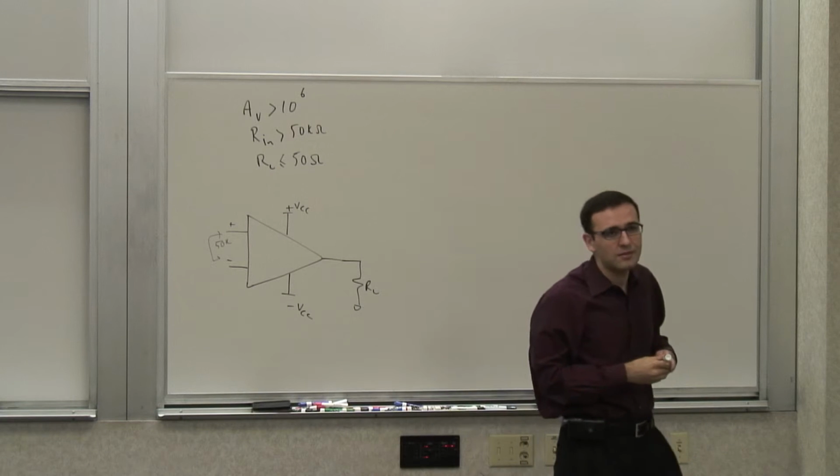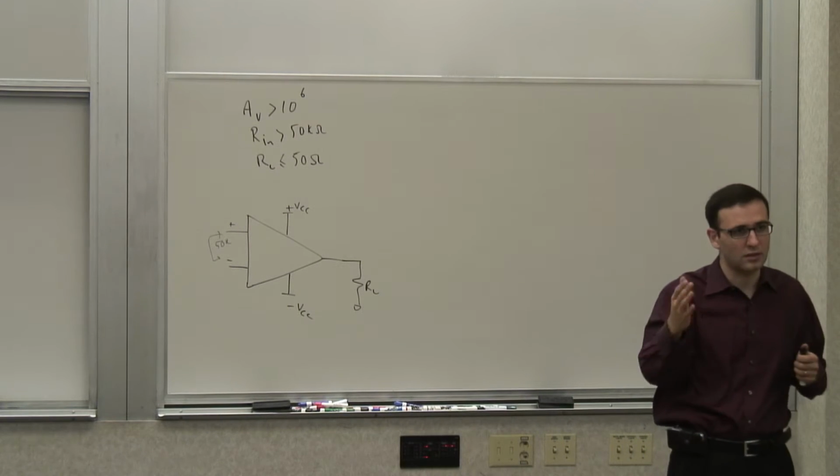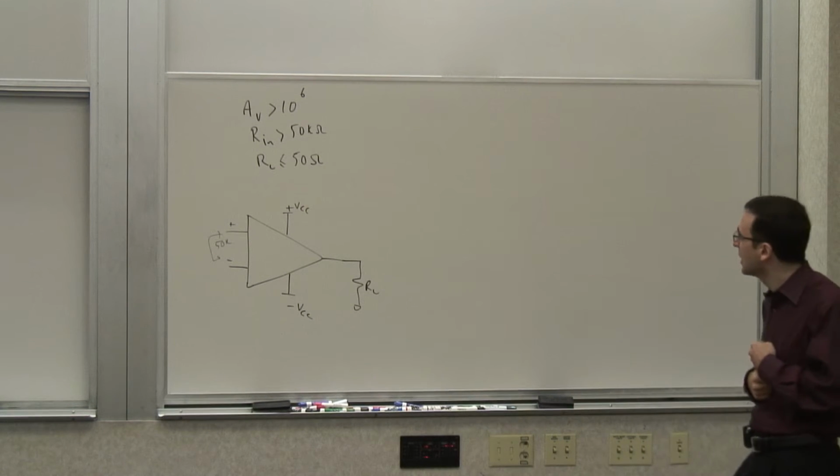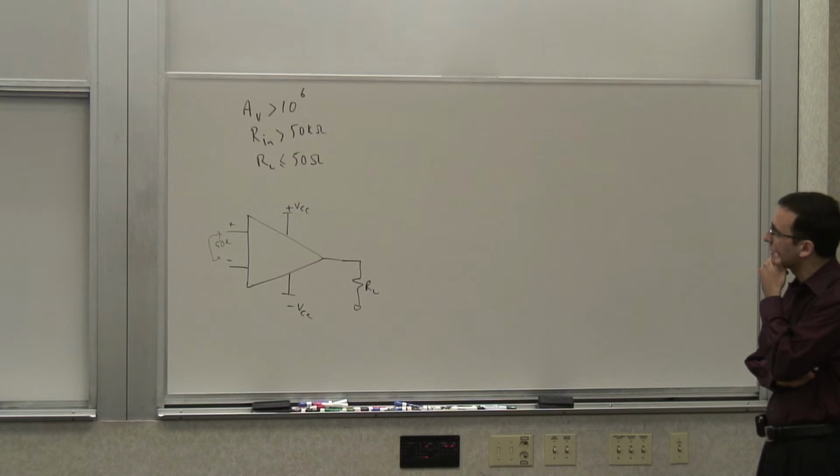Okay, and I want to have a reasonable common mode rejection ratio and all of that we'll calculate. So we want to start with designing something like this.